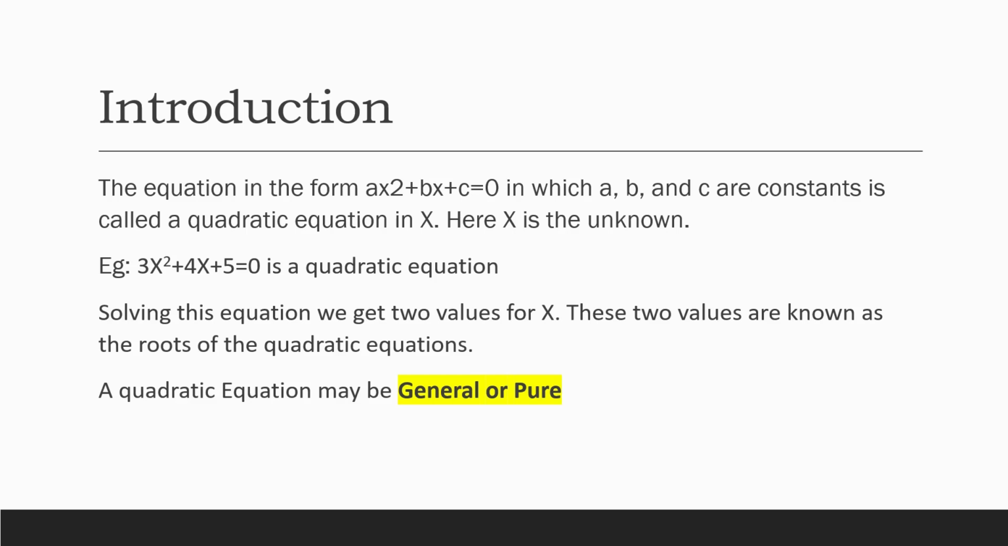For example, 3x square plus 4x plus 5 is equal to 0. Here the values of a, b and c are 3, 4, 5 and the unknown is x. So this is a quadratic equation. Normally, we have to find the value of x, and there are two types of quadratic equations. They are general quadratic equation and pure quadratic equation.